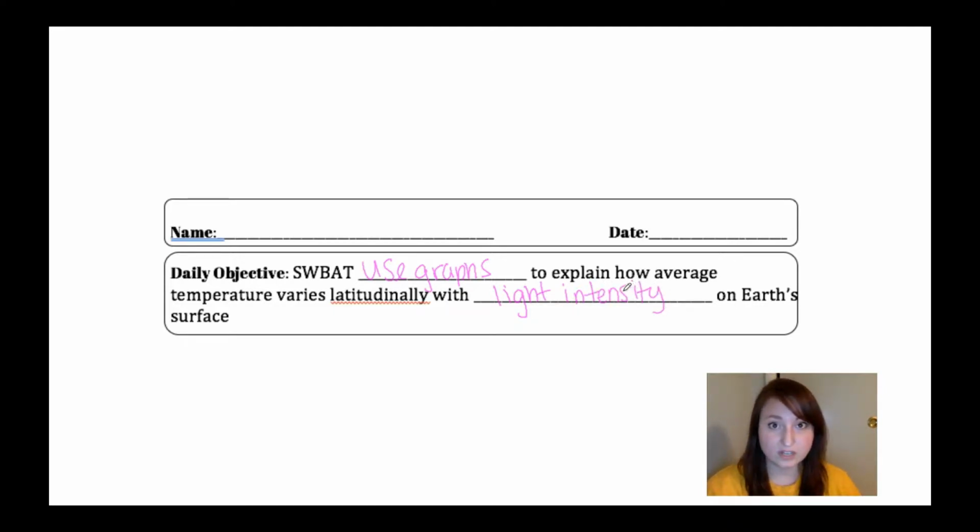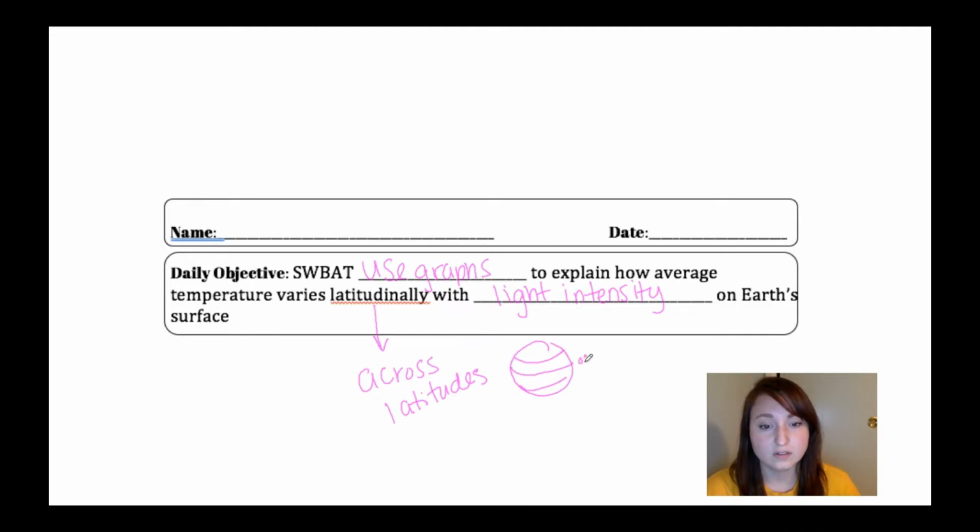And so this is what we do every day in class. So we do our do now, but we also fill in our daily objective. It's important to know what the learning goal is at the end of each class. And so today we will use graphs. So this is how we're going to learn our new material. And we're going to be able to explain how the temperature varies across latitudes. And so those horizontal lines on the globe, that includes 0 degrees. This is the equator. That is a line of latitude.